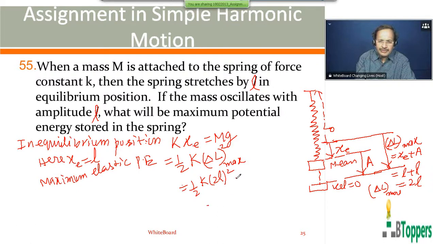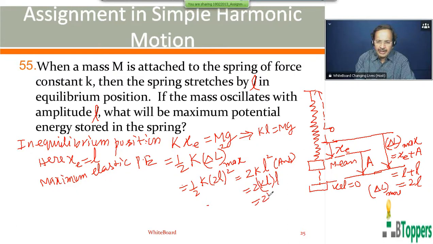To simplify this, you can write it as 2KL square is the answer. If you want to write in terms of mg, here xe equal to L, so KL can be written as mg. This you can write 2KL into L, or you can write 2mgL. This will be the answer in terms of the weight of the suspended mass. This is the answer in terms of the elastic force constant.